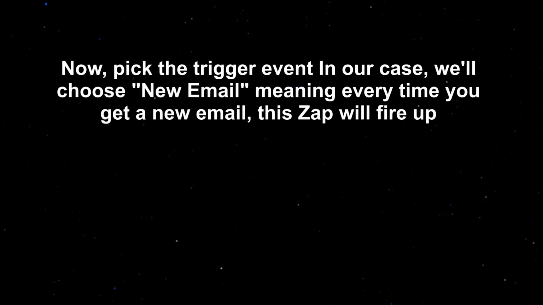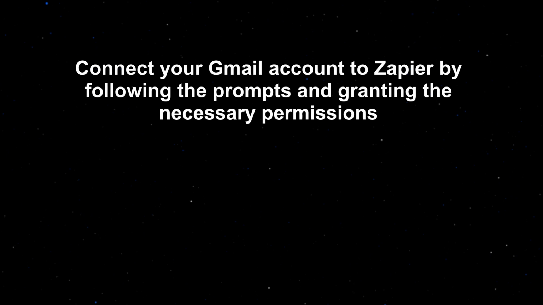Now, pick the trigger event. In our case, we'll choose new email, meaning every time you get a new email, this app will fire up. Connect your Gmail account to Zapier by following the prompts and granting the necessary permissions.